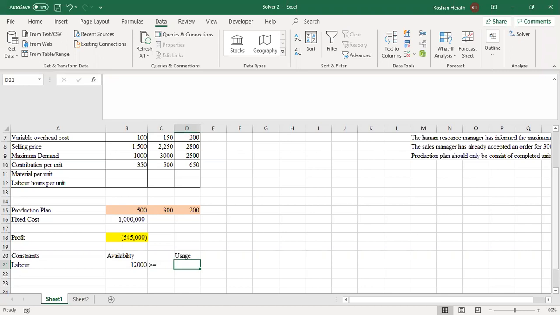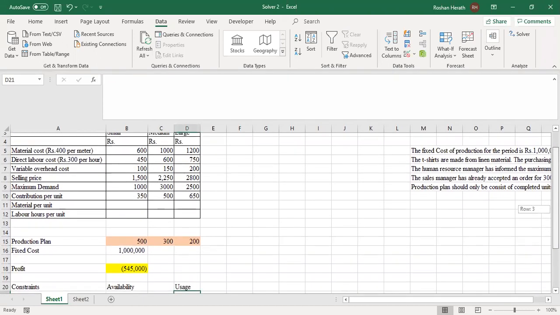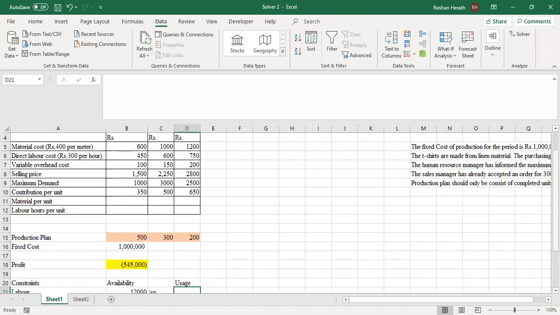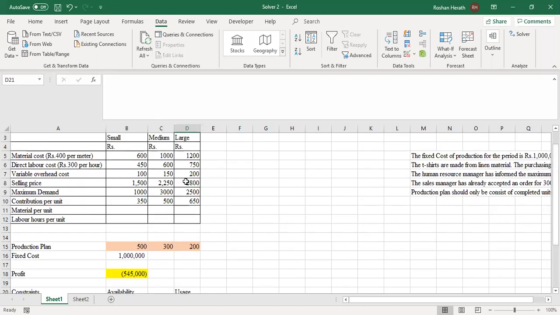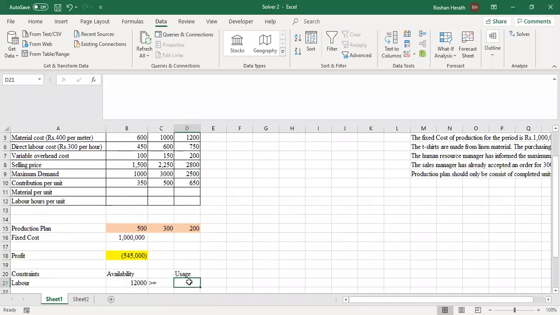Now, how are you supposed to get the usage? So then you have to think, what do you need to know? You have the production plan with you. You are planning to produce 500 small t-shirts, 300 medium t-shirts, and 200 large t-shirts. So that's what you are planning. So if you can work out the labor hours required per one unit, you can simply multiply it by the number of products, and thereby the usage can be arrived at. So that's what you need to do.